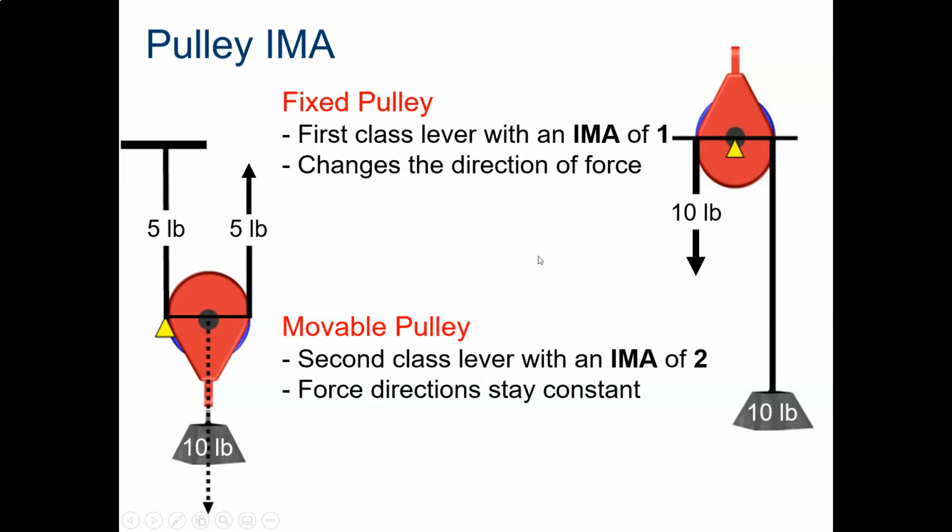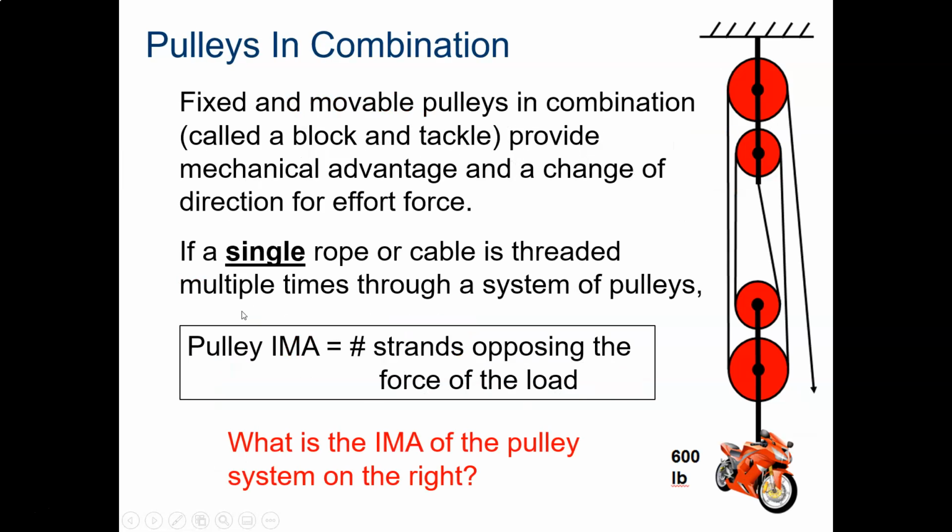One thing you'll notice is that a fixed pulley doesn't give us any mechanical advantage. It just gives us an ideal mechanical advantage of 1, but it does change the direction of the force. You pull down, the object goes up. Over here, the movable pulley, we do get a mechanical advantage of 2, and when we pull up, the object goes up, so the direction stays the same. We can get more complicated pulleys, and the more complicated the pulley, the more it can do.